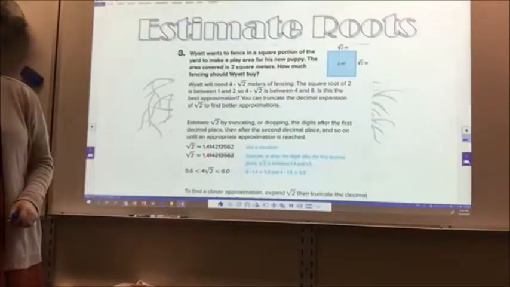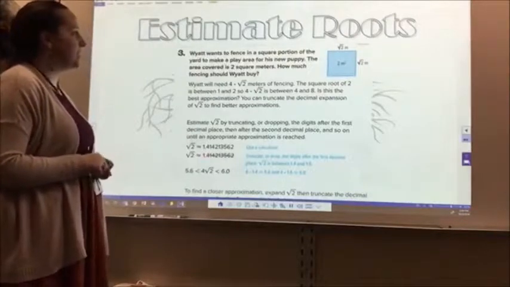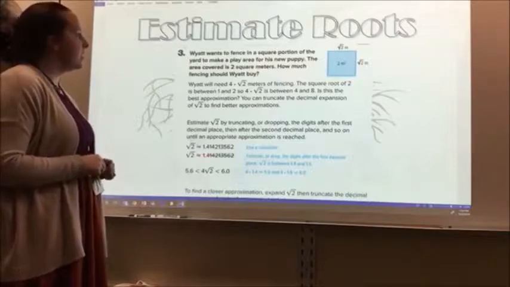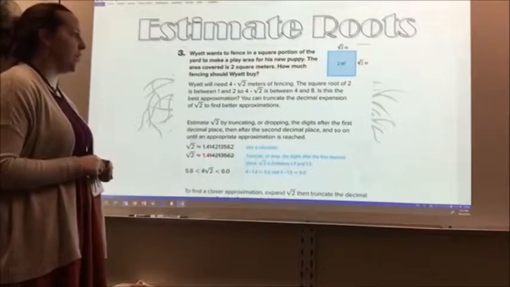All right, for example number 3, I have: Wyatt wants to fence in a square portion of the yard to make a play area for his new puppy. The area covered is 2 square meters. How much fencing should Wyatt buy?